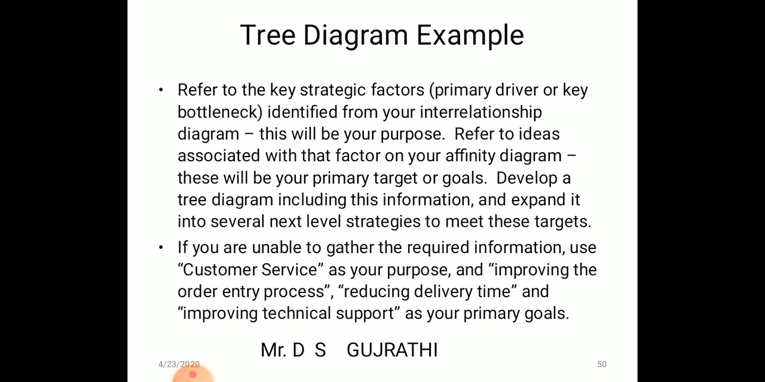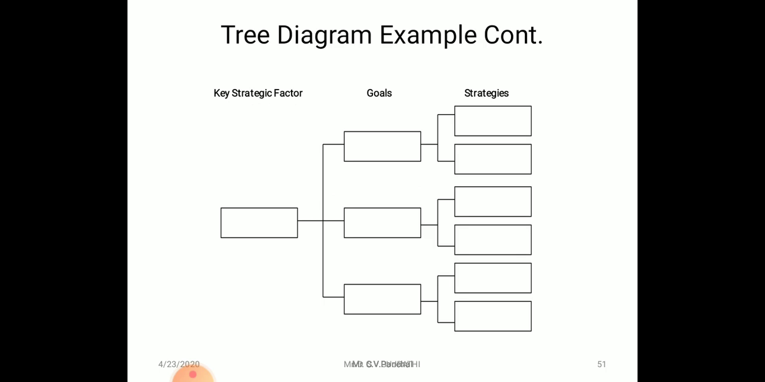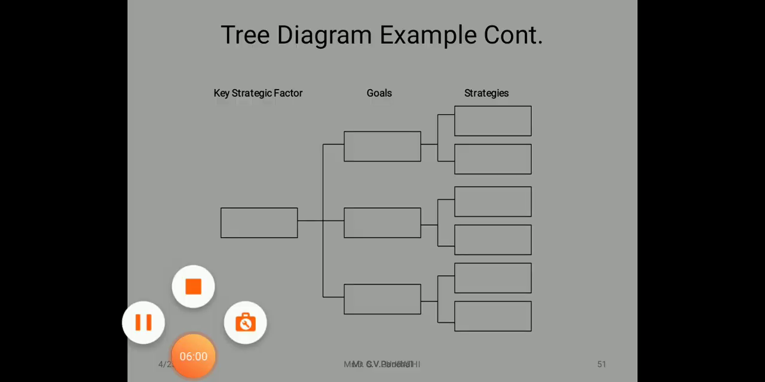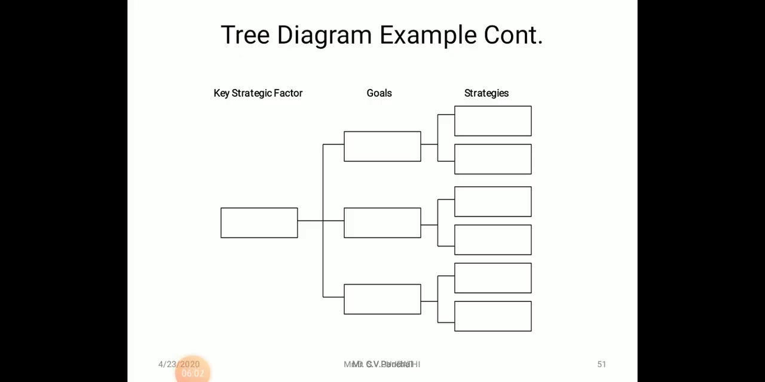So likewise, we make a tree diagram, and after completion of diagram it will look like this. So in the last example only we'll consider here. Now key strategic factor, you write in this box customer service. Okay, now customer service, how you will achieve customer service? You can increase your data entry level, or you can give more service to the customer. You can reduce your delivery time. So these are the secondary goals. Again, reduce your delivery time. This is suppose your first goal. Then how you will reduce the delivery time? So that will come in the secondary goal. Here in strategies you have to write how you will reduce.